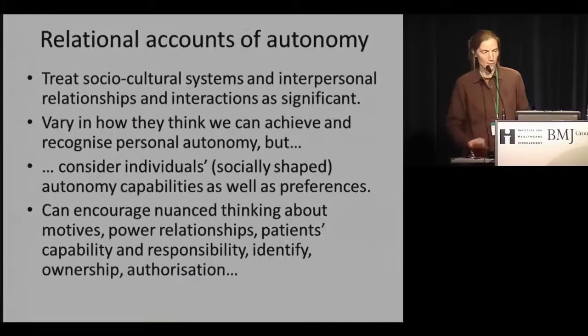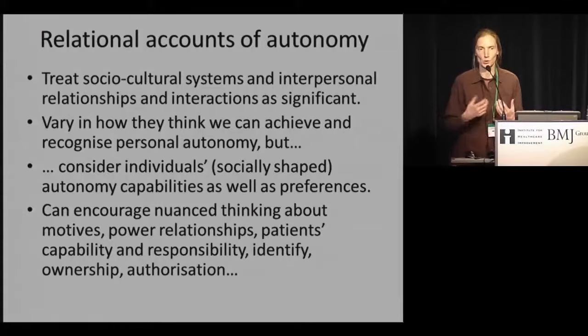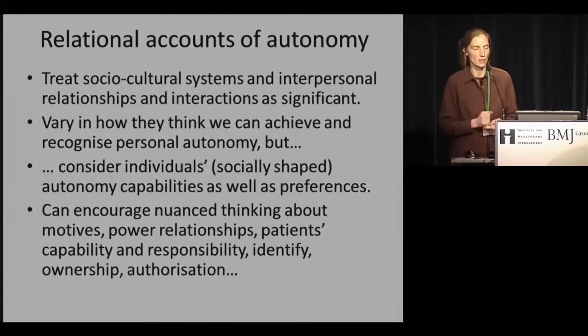But there are alternative relational accounts of autonomy. There's a whole cluster of them. Philosophers have been struggling with this problem of how we can meaningfully be said to be autonomous, given that we're socially intertwined in a lot of ways. And basically, what these accounts of autonomy have in common is that they take social context seriously.